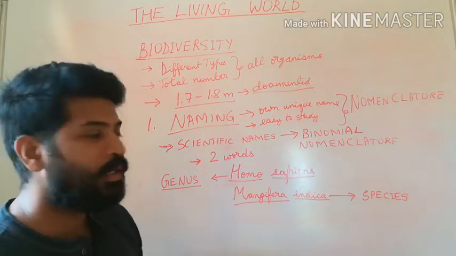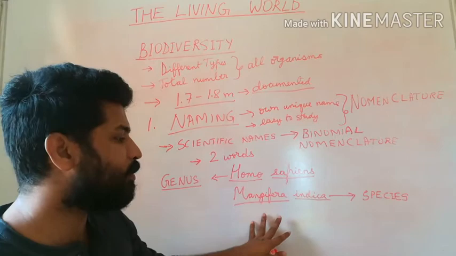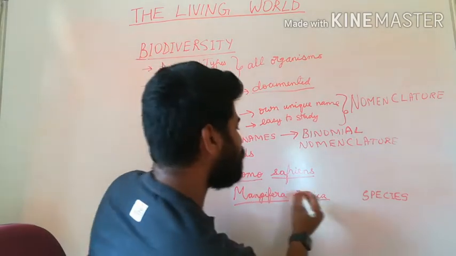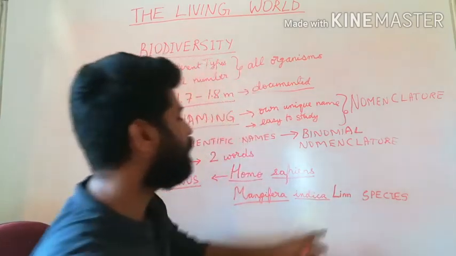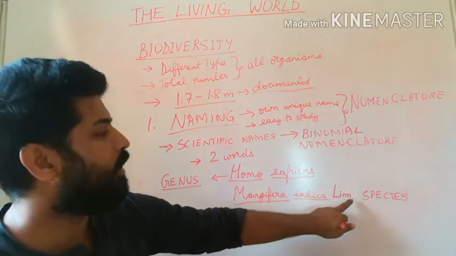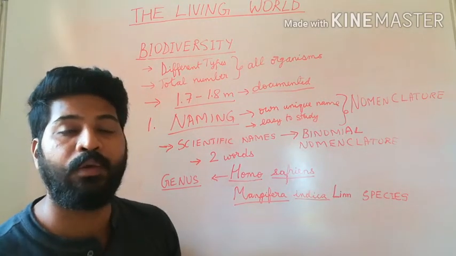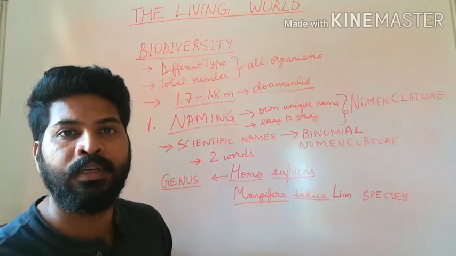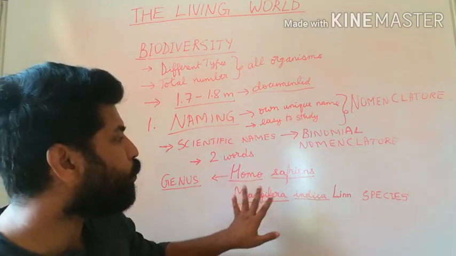Also, sometimes the scientist who has named or given the name to the organism is also mentioned. For example, Mangifera indica is written as Mangifera indica Linn. So here Linn refers to the scientist who has given this name. Linn refers to Carolus Linnaeus. Similarly, we have jackfruit, where we have Artocarpus heterophilus Lamb, where Lamb refers to the name of the scientist. So this is how organisms are named using two words.